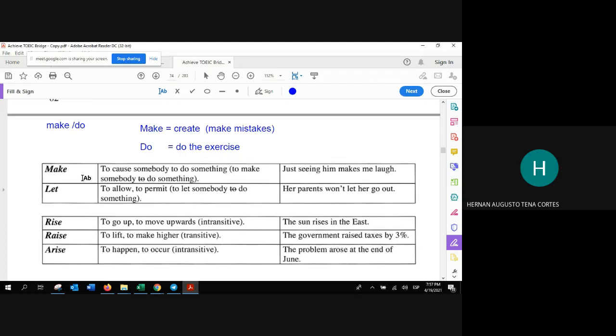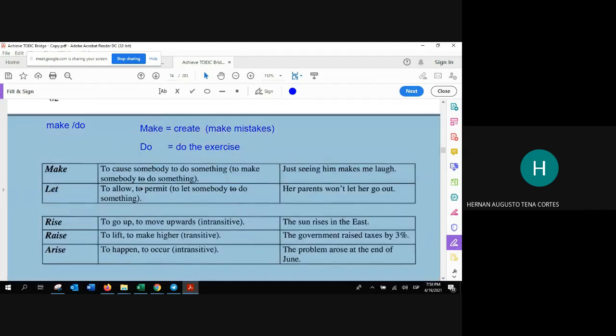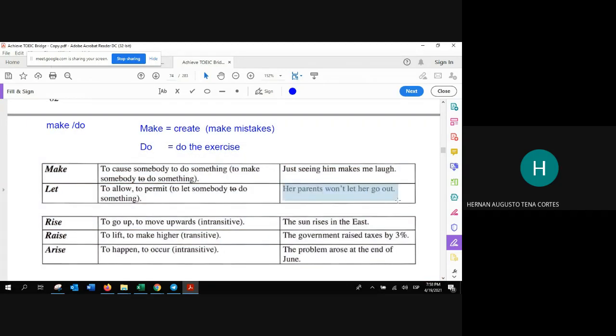And let's take a look now at this here. So make, we also say to cause somebody or something to do something. Causar que algo suceda, right? Just seeing him makes me laugh. Me hace reír. Y let es permitir. To allow or permit. Her parents won't let her go out.